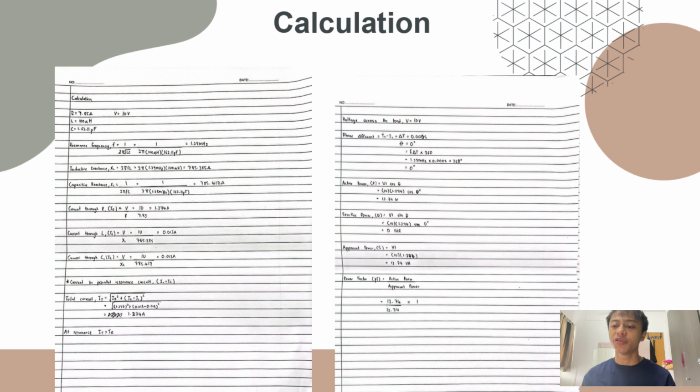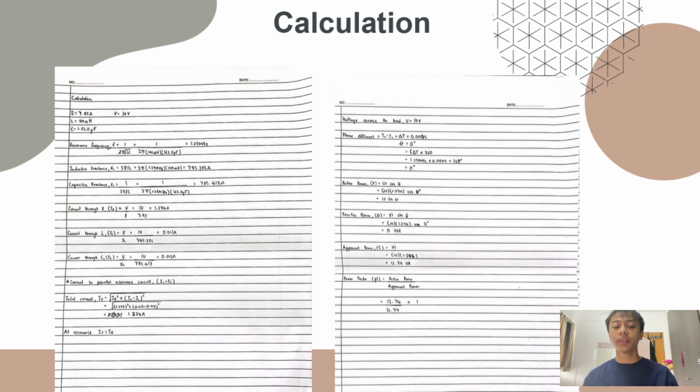My name is Arif Mustafa Jaafar. Today I want to talk about the calculation of the parallel RLC circuit in resonance state. As we can see, the resistance is 7.85 ohm, the inductor is 100 microhenry and the capacitor is 162.11 picofarad. First, we calculate the resonant frequency. f equals 1 over 2 pi square root of LC, and we get 1.25 megahertz.